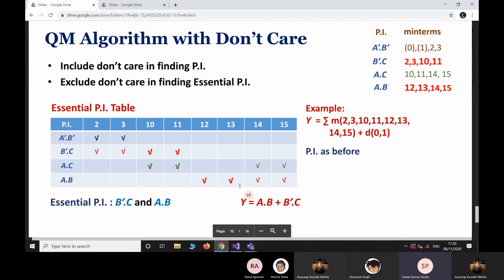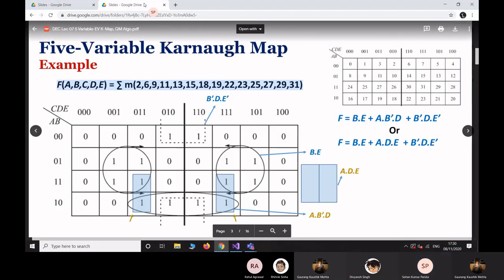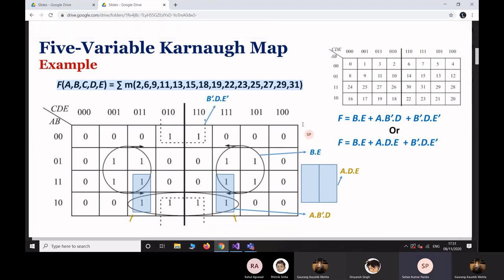This was also an example from the slide. Here also the answers match, such as B, A, B dash, B dash, D, E dash, B, E, A, D, E, and B dash, D, E dash. Here B dash, D, E dash, and B, E are the essential prime implicants, where any one of the terms from A, B dash, D, and A, D, E can be chosen. This shows that our algorithm works fine with 4 variables, 5 variables, and even more variables.